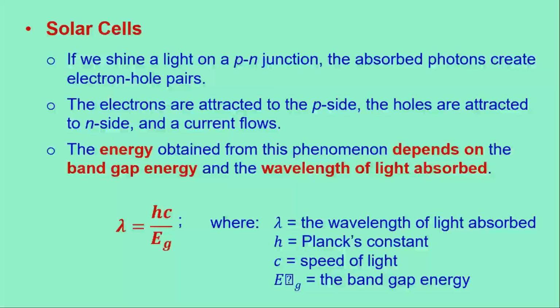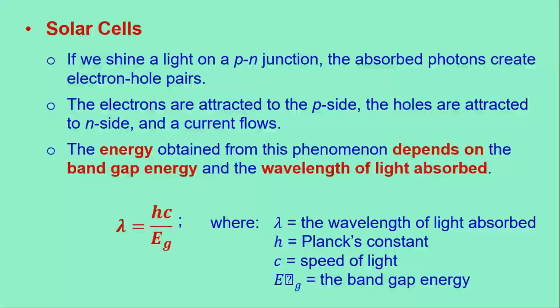So they basically convert solar energy to electrical energy. If we shine a light on a PN junction, then they absorb photons. This is light energy, and there's still the argument whether light is a wave or a particle. Here we are assuming it's a particle. So the absorbed photons create these electron hole pairs.